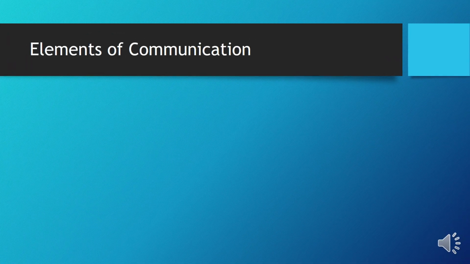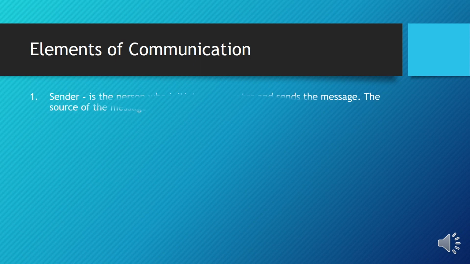So let's talk about the elements of communication, all right? Again, take a look at your module. We have the elements of communication. The first one is the sender. Okay? The sender is the source of information. He is the one who tends to initiate the idea or the conversation or the communication process itself. This is where the message is coming from.